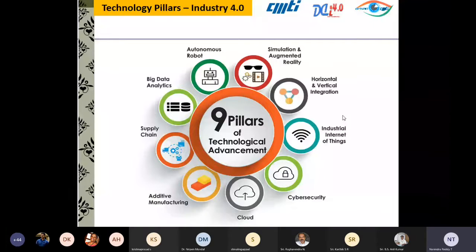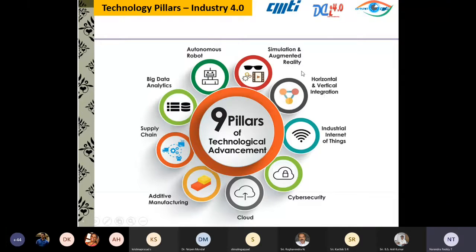And then horizontal and vertical integration. This is one of the important steps in Industry 4.0, without which you cannot apply any big data analytics or any kind of data taking to the cloud. You need to have horizontal and vertical integration.